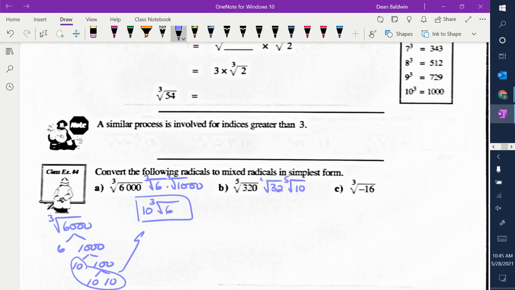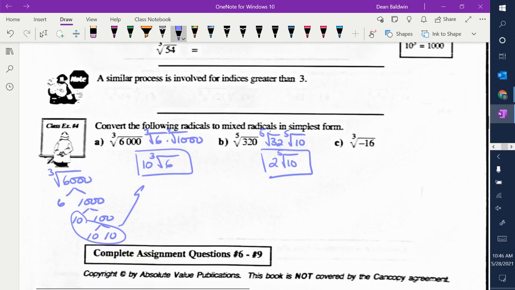And we're looking at the fifth roots of this, right? We talked about the fifth root. What number multiplied by itself 5 times will give you 32? Okay. So this can become 2 times the fifth root of 10. There's no whole number that multiplied by itself 5 times will give you 10.